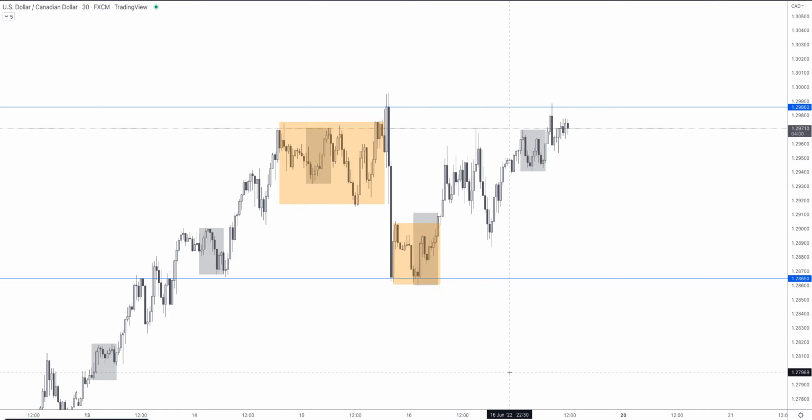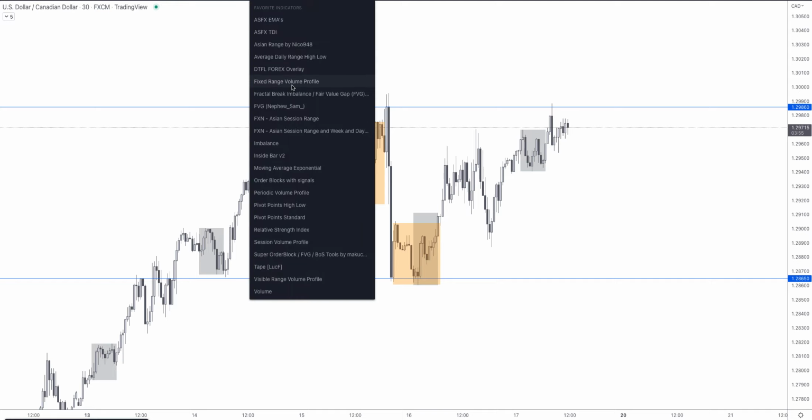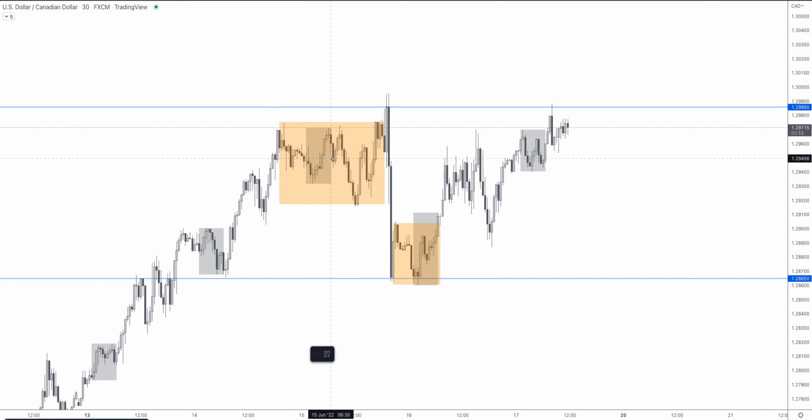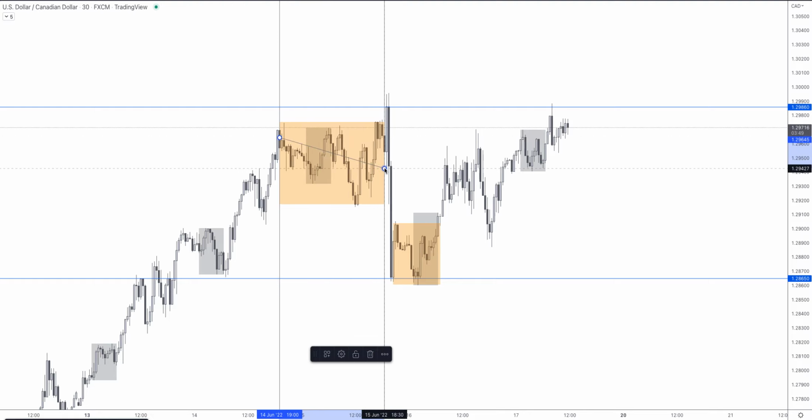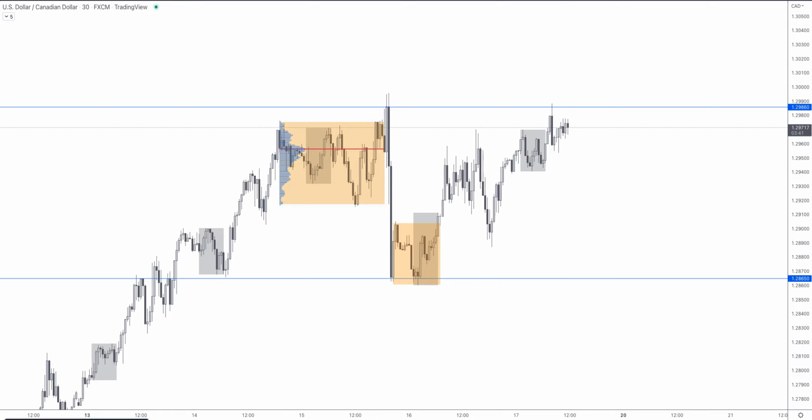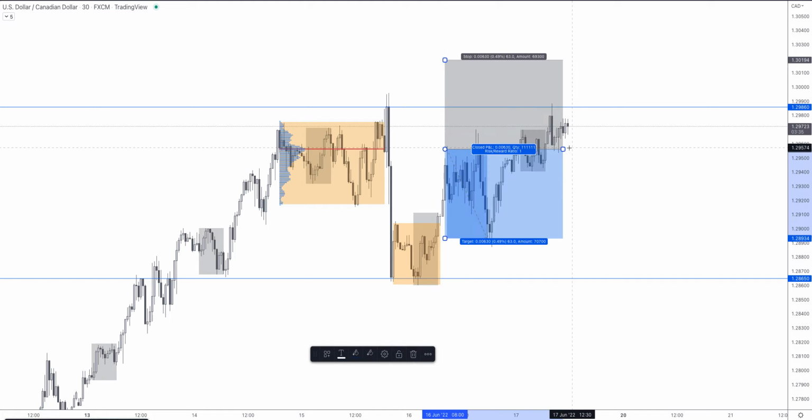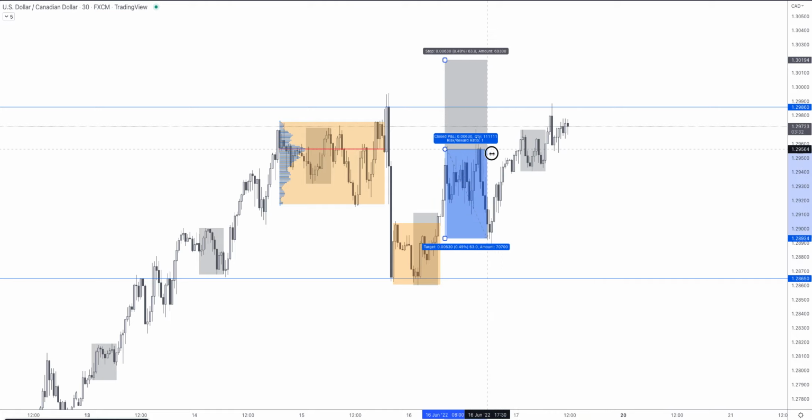Now, what my idea is, using the fixed range volume profile, is we identify where the highest area of orders was placed, which was here. And what we do then is we put our limit order in line with it.